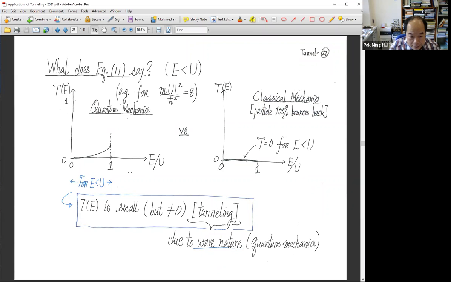Now, quantum mechanics, tunneling is defined by the following. E is less than U, so I only focus on this range, okay? And I'm using some particular parameters there for the barrier and the width. It is small, but non-zero. So it has something like this. It's just a tail, but not big, okay? But it's already very different. And this is called tunneling.